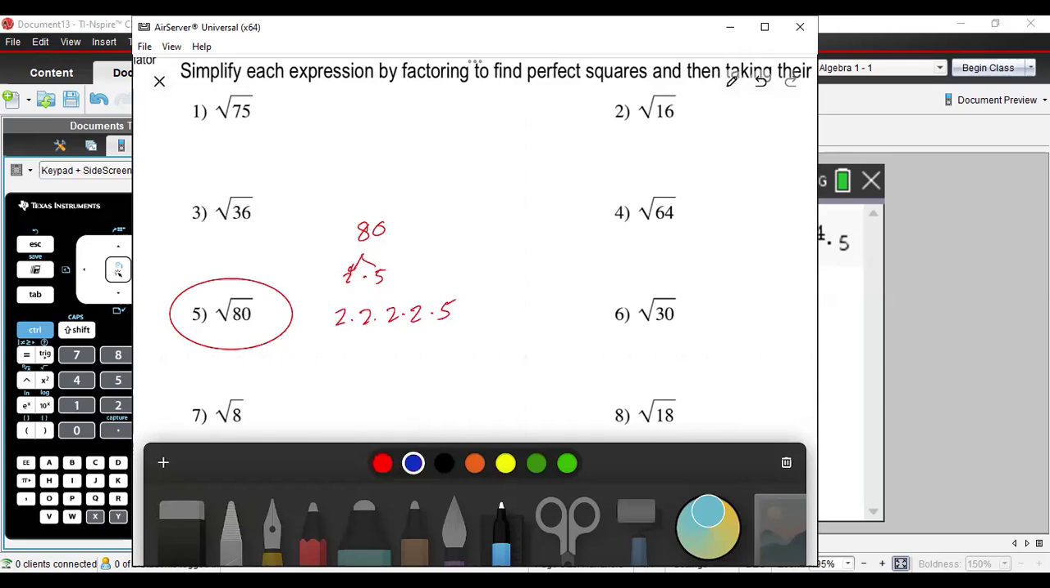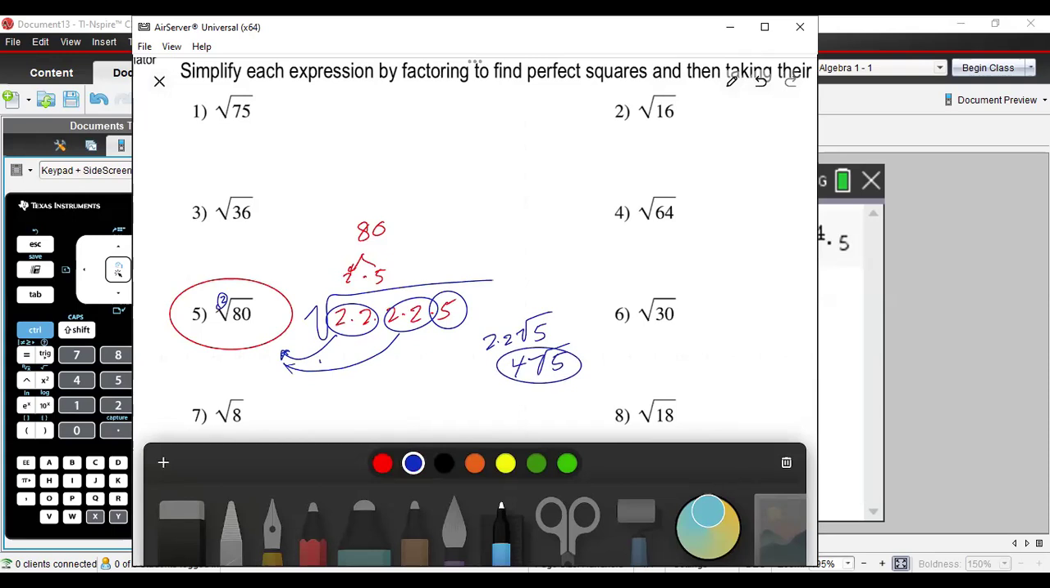Now, what we're doing is we're looking for pairs. So every pair that you see, you can pull outside of the radical. So this is going to be one pair, and then this is the second pair. So this is going to be 2 times 2 times the square root of 5. There's only one 5, so it has to stay inside the radical. So my final answer will be 4 times the square root of 5. That's the simplified version. You can't do anything else with it.